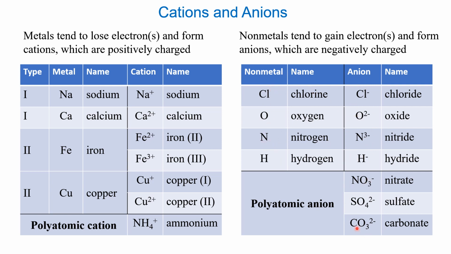There are also polyatomic anions. I'll give you some examples. Nitrate. This is NO3 minus, nitrate. The charge will not change. Okay, those charges will not change. Sulfate, carbonate. Okay, that's -1, 2 negative, 2 negative.